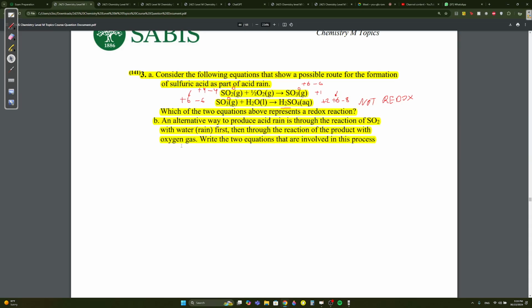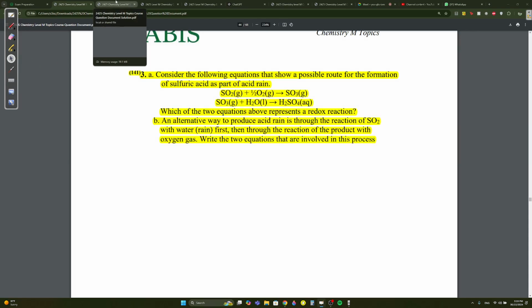An alternative way to produce acid rain is through the reaction of SO2 with water first, then through the reaction of the product with oxygen gas. Write the two equations that are involved in this process. Okay, I'm going to put this for you.